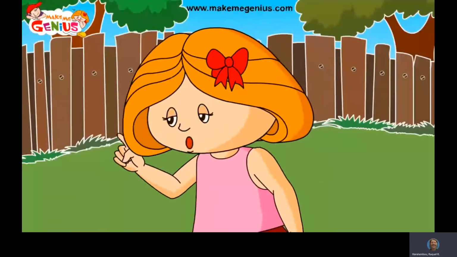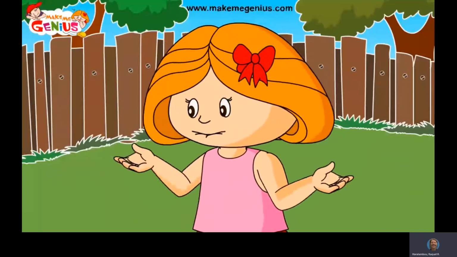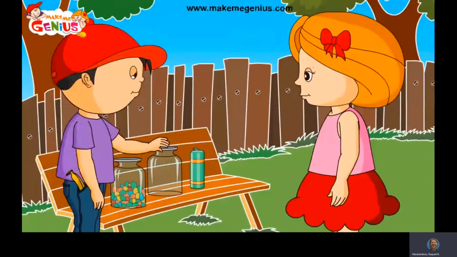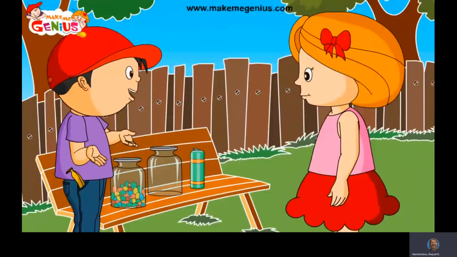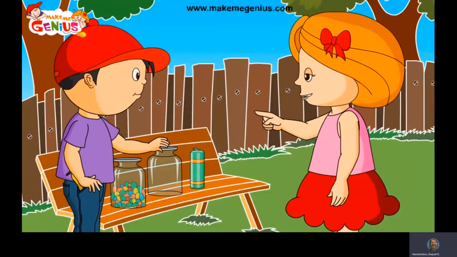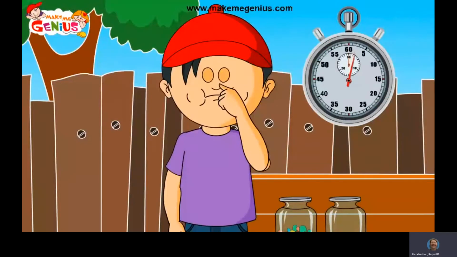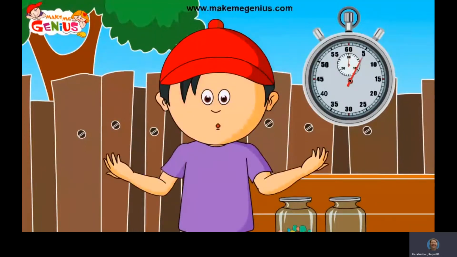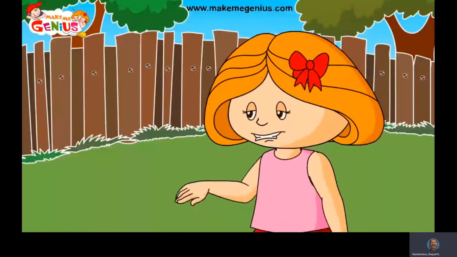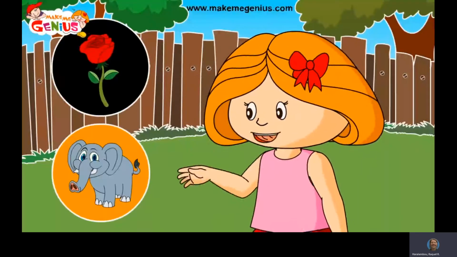The first most important need we have is air. All living things need to breathe. What happens if there is no air? Why don't you try to hold your breath and see? Oh, I was not feeling well. See, you needed to breathe, just as a rose plant or an elephant.